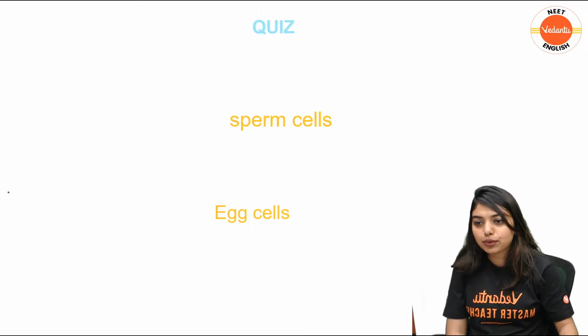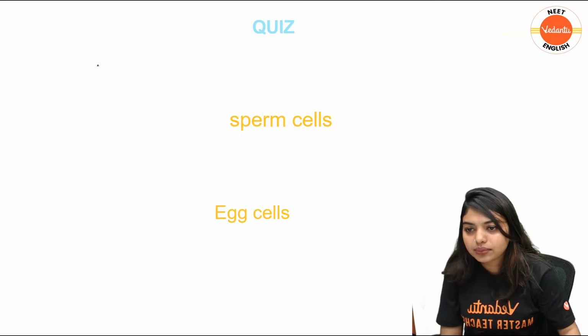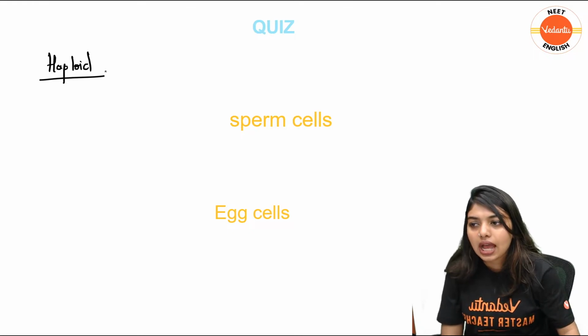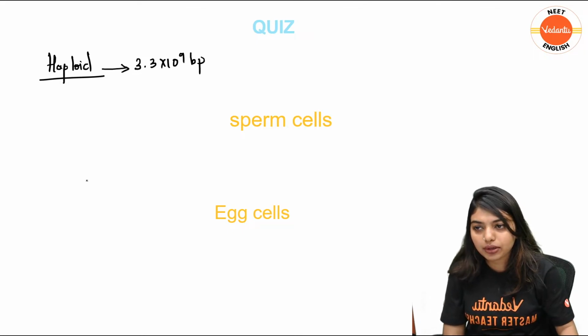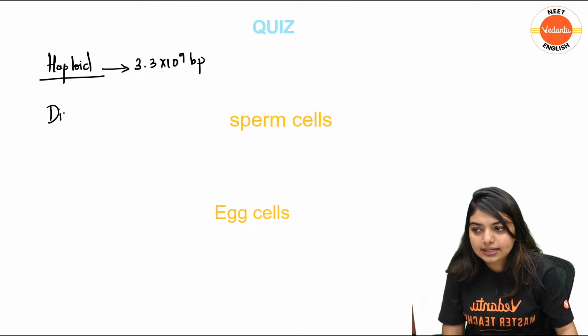Here students, I have put a quiz. Sperm cells and egg cells are the only ones in your body that are haploid. Yes or no? Haploid, right? So the value will be 3.3 into 10 to the power 9 base pairs. These are the only ones which are haploid. But if it is diploid, like a hair cell or a nail cell, it will be 6.6 into 10 to the power 9. That's all I have mentioned here. So just remember this.